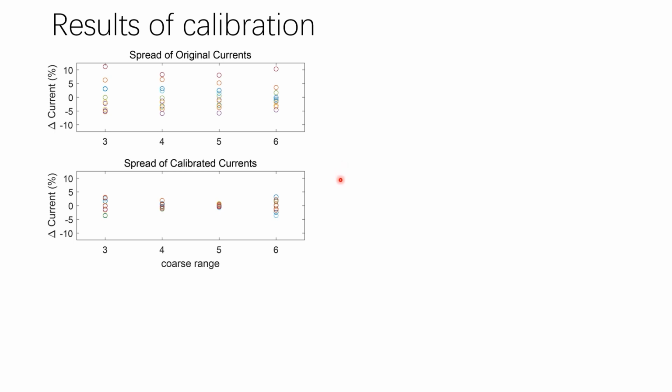Here, we show the spread of the bias currents before and after calibration on a single chip. The spread is significantly reduced compared to before calibration, particularly for coarse range 5, where the neuron can accurately and linearly measure the bias current.